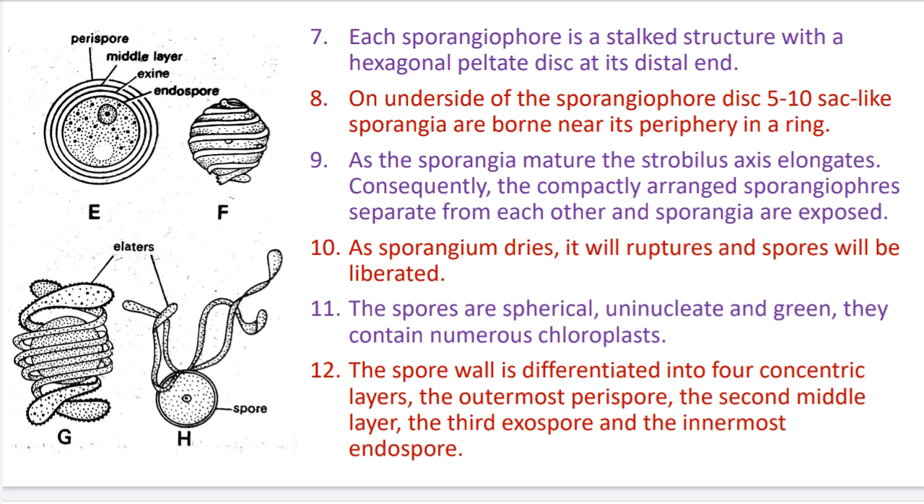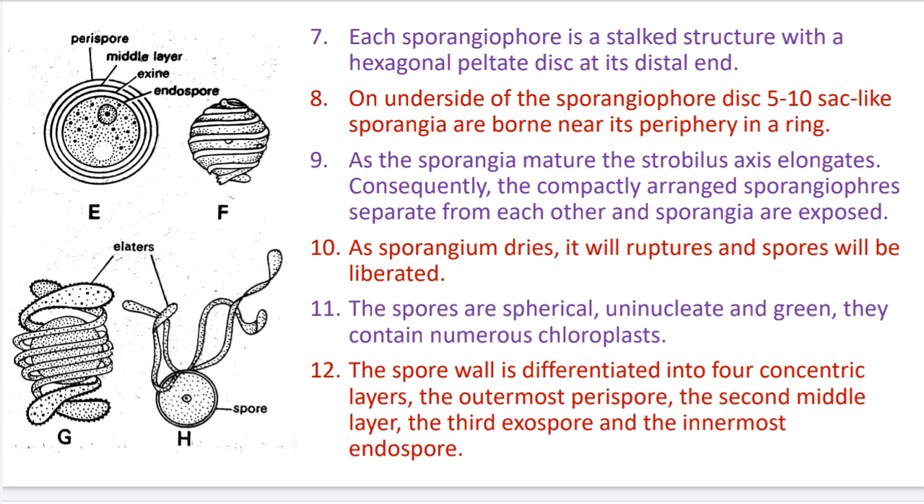Number 9. As sporangia mature, the strobilus axis elongates. Consequently, the compactly arranged sporangiophores separate from each other and sporangia are exposed. When the strobilus matures, the cone axis is elongated and sporangiophores are loosened from their compact arrangement. Number 10. As the sporangium dries, it will rupture and spores will be liberated. The spores come outside from the sporangium, and they can disperse through wind or different vectors.